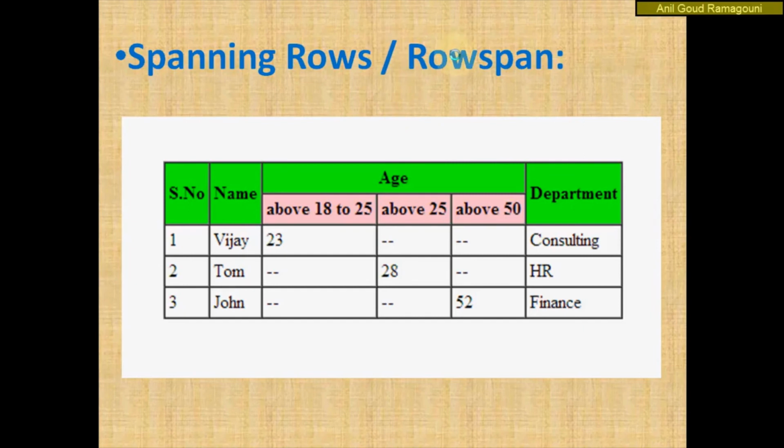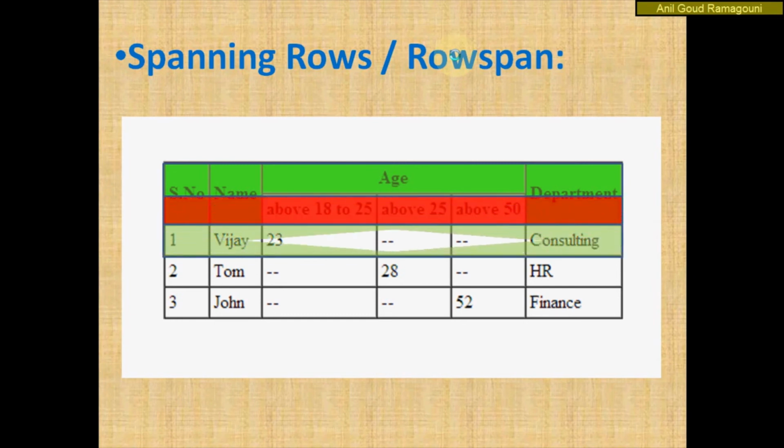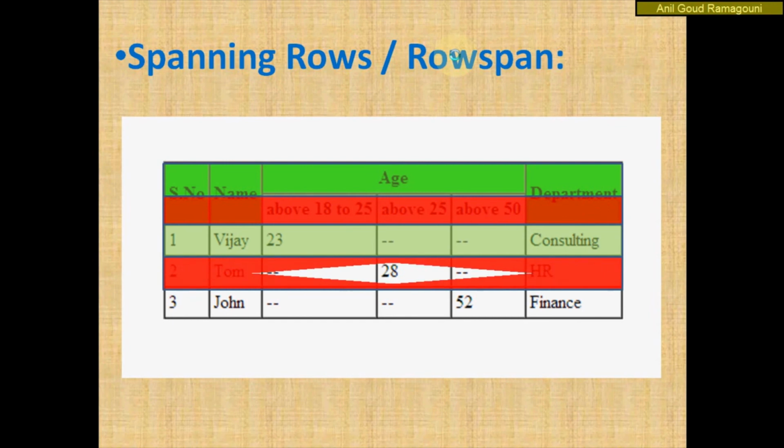We will see how the rows and columns are clubbed and, if you go with individual row or individual column, how it looks like. First we will go with the row wise. So this is the first row actually that has been clubbed into a single row. This is the second row, this is the third row, fourth row, fifth row.